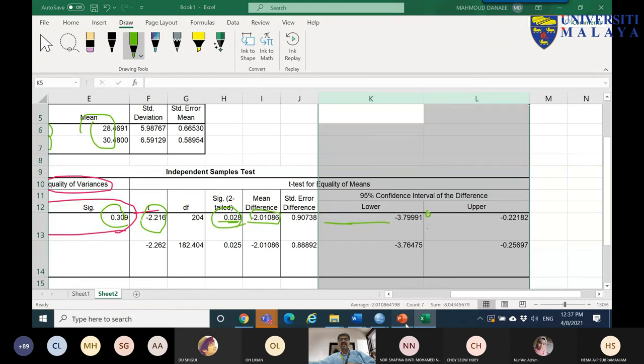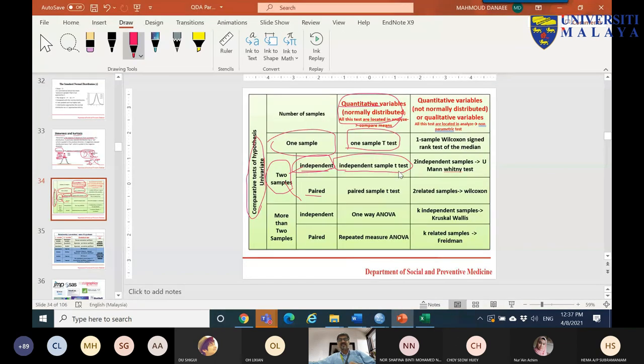Okay, so this is the independent t-test. That's all. And now we move to the paired t-test. What is the paired t-test? We have two samples, but they are matched, they are paired. The typical example is pre-test, post-test. Everybody got two scores, before and after.